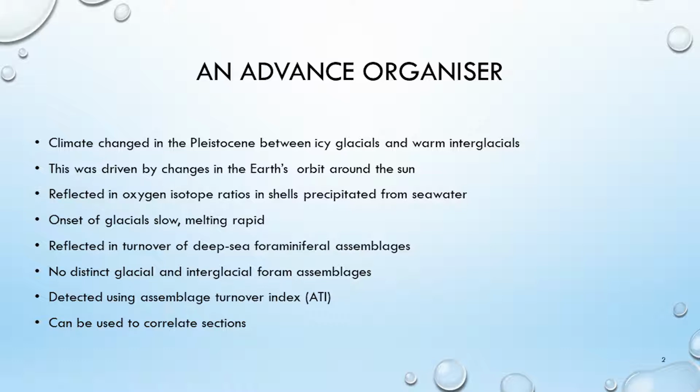This is in turn reflected in the rock record, because any creatures that secrete shells made from calcium carbonate, well, the oxygen isotope ratio in that calcium carbonate reflects the ice volume. The onset of glacials is very slow, and there's a very rapid melting, which is why transgressive systems tracts in sequence stratigraphy tend to be so thin.